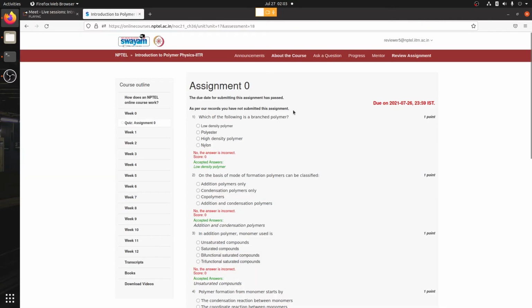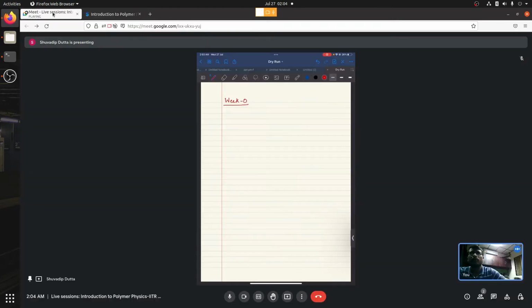So the first question today we will discuss is: which of the following is a branched polymer? Now, what is a branched polymer? This is the main concern of this question. So a branched polymer means you have a chain from which branches are coming out like this.